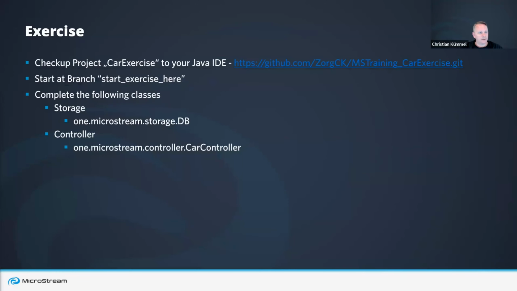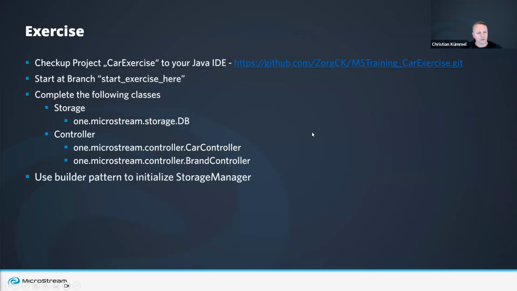As I said, complete the following classes: the controller, the car controller, the brand controller. I would recommend using the builder pattern to initialize the storage manager. You can have a short look at the documentation. There is one example you can use. Just set the channel count to 2, and the storage target should be the data folder. And that's it. It's a Micronaut project.